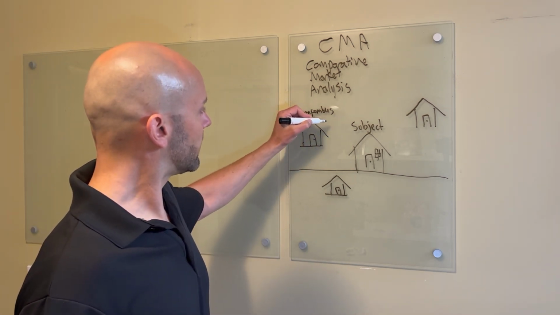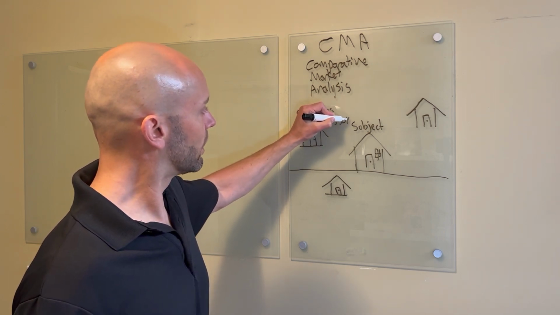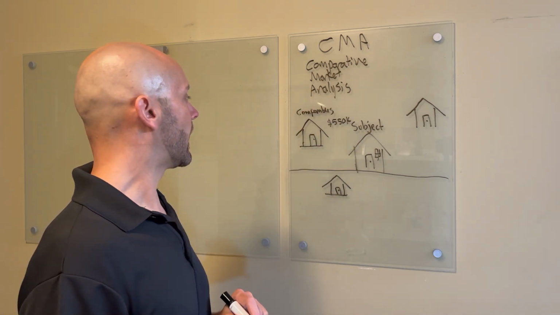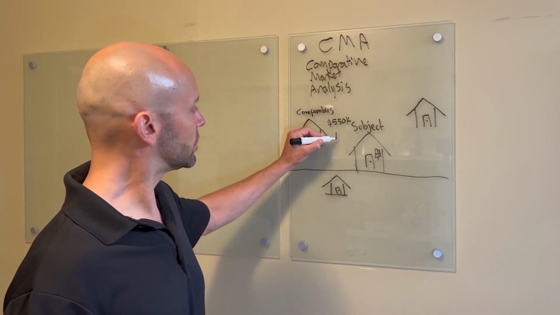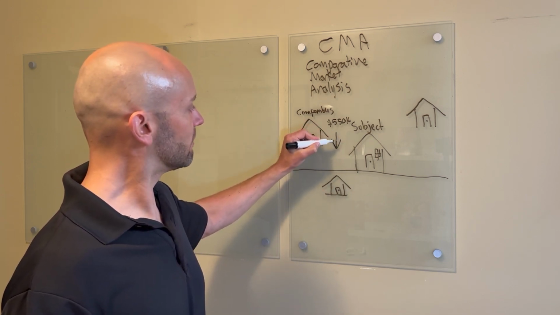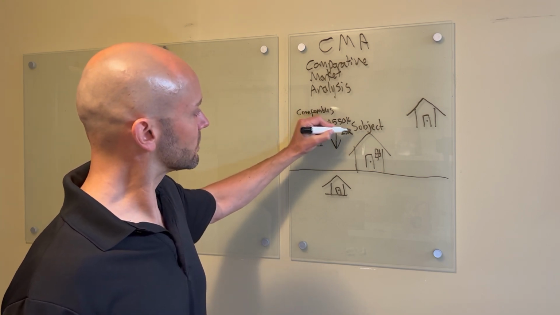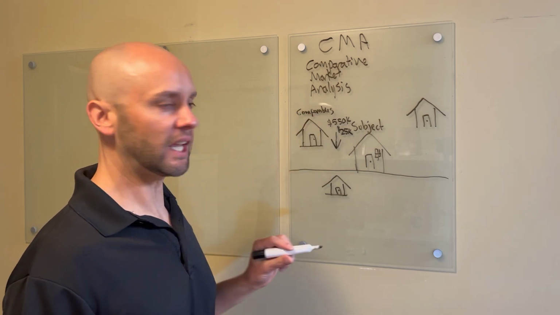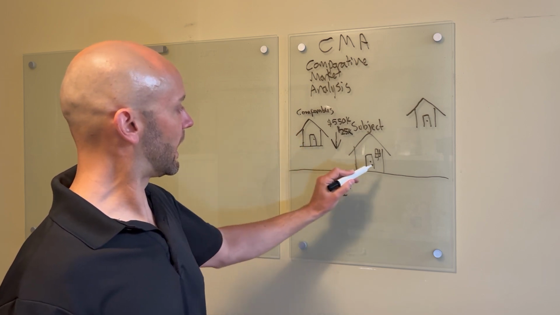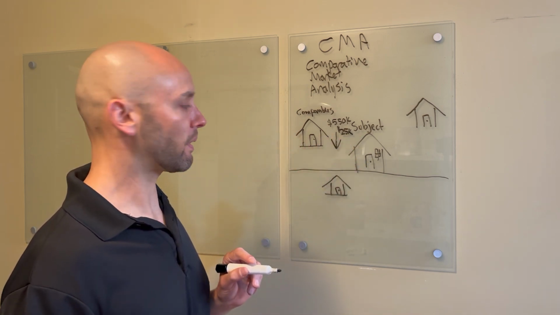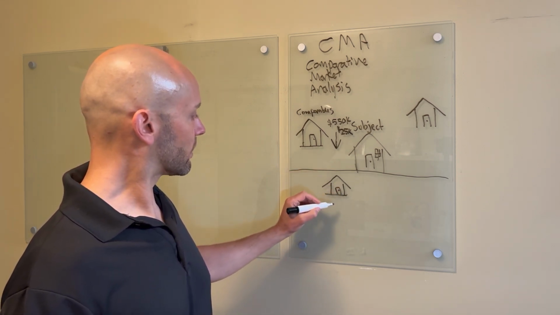So this comparable home sold for $550,000. But as I said, it's nicer than the subject property, so we're going to make an adjustment down in value. We're going to adjust it down $25,000, which is the amount of money it would take to make this property worth the same as the subject property.